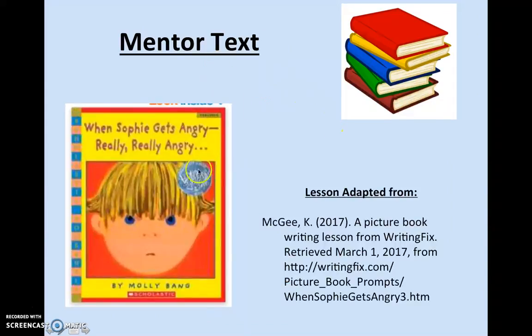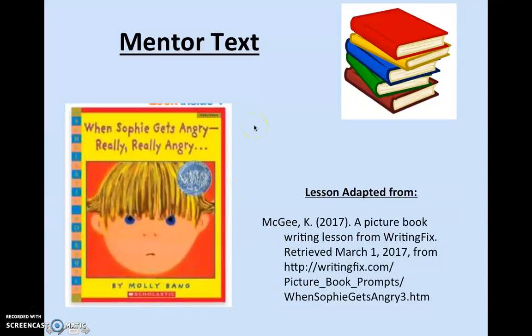So then we move into the mentor text, and this was a lesson that I adapted from Writing Fix, and I will have the resources and places where you can get these ideas posted on the Moodle website. But this one was a great one for me. It tied in with that angry picture that we saw before. It's a book called When Sophie Gets Angry, Really, Really Angry. And it's a really cute story.